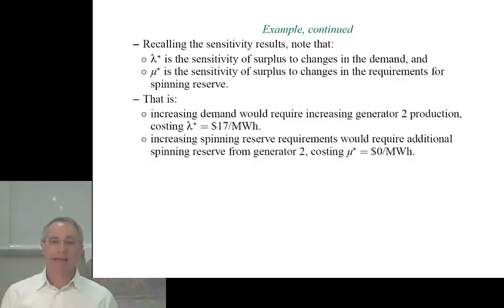That tells us that increasing demand would require increasing generator 2 production, and that would cost $17 per megawatt hour for additional megawatts of demand above 300 megawatts. Furthermore, increasing spinning reserve requirements would require additional spinning reserve from generator 2, but that would not cost us any additional. So lambda star, mu star give us the sensitivity of surplus to changes in demand and spinning reserve respectively, recalling the sensitivity analysis results.